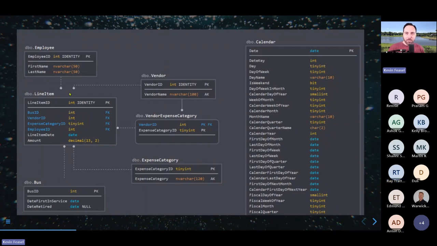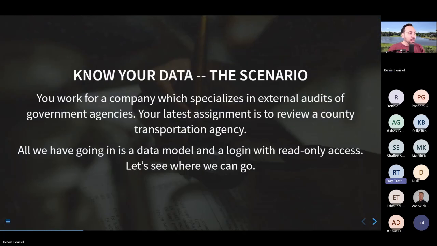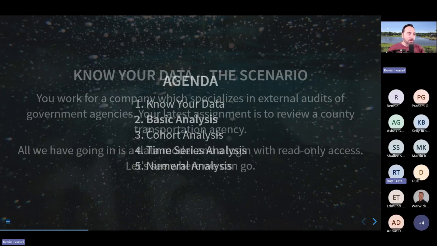And we'll see this a little bit more when we dig in. The scenario is going to be just like that introductory scenario. We're going to look at external audit. We're going to look at a county transportation agency. And if all I've got is a data model and a login with read-only access, that's all I need. So let's see where we can go with this.